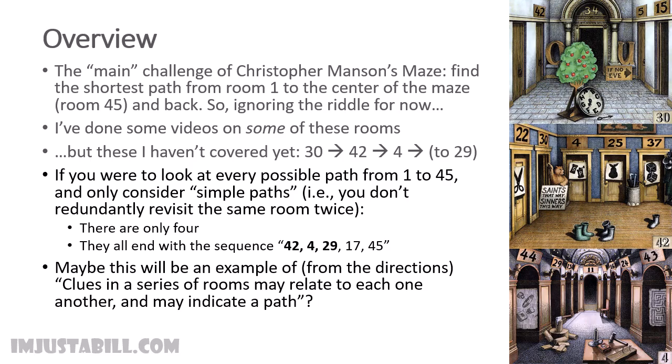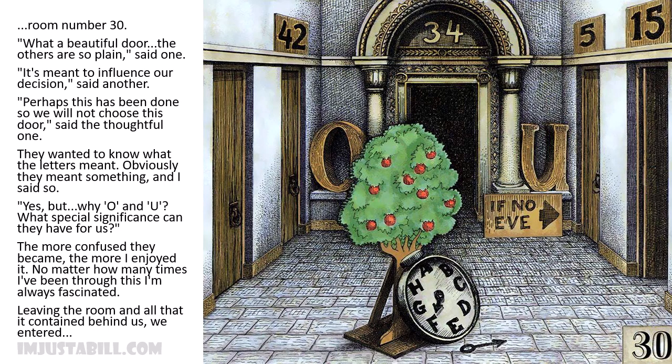Now, maybe this will be an example of clues in a series of rooms relating to each other, because remember, it does say in the directions of Maze that clues in a series of rooms may relate to one another and may indicate a path. Maybe that will be the case here. So let us begin here with room 30.